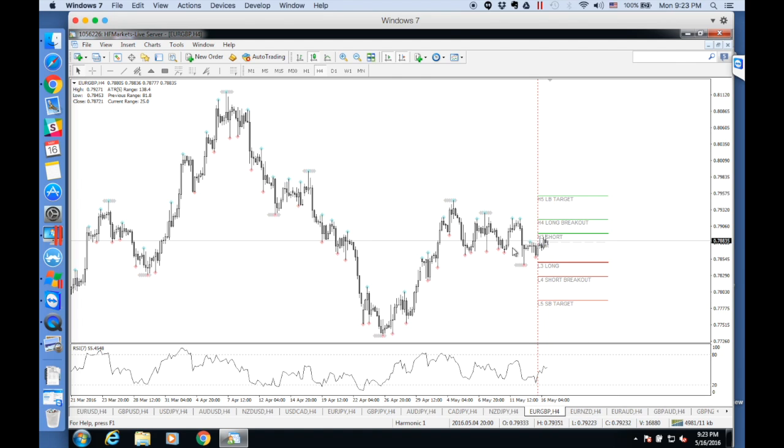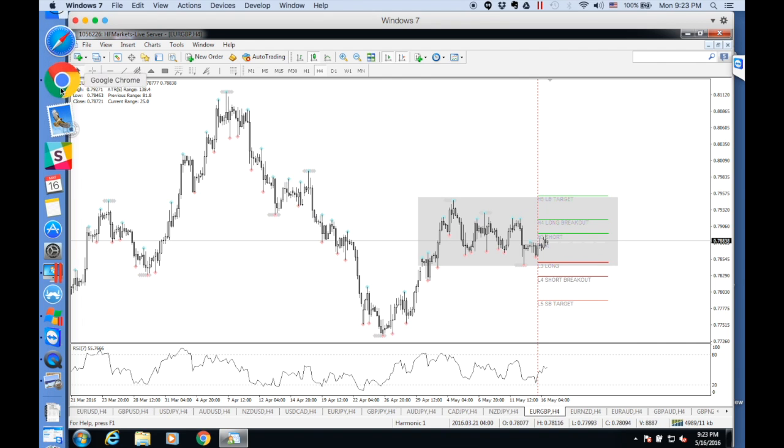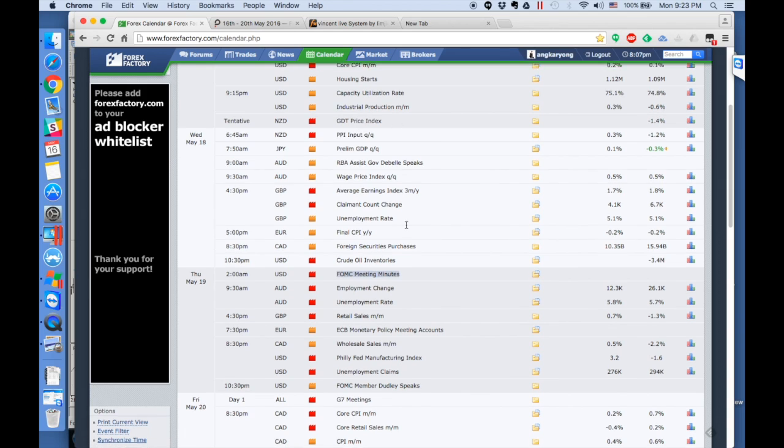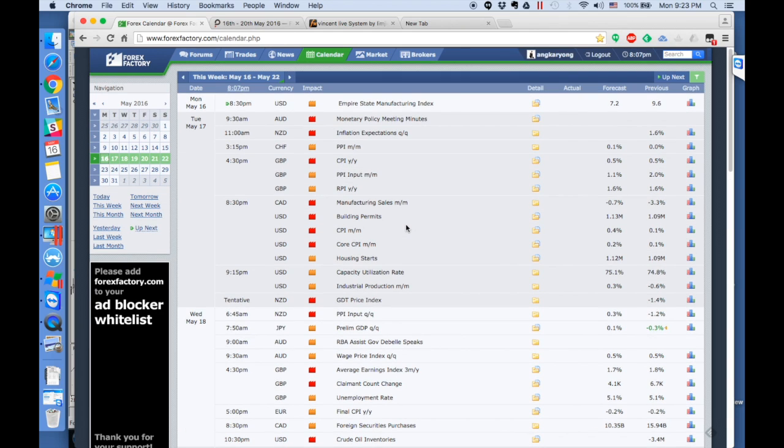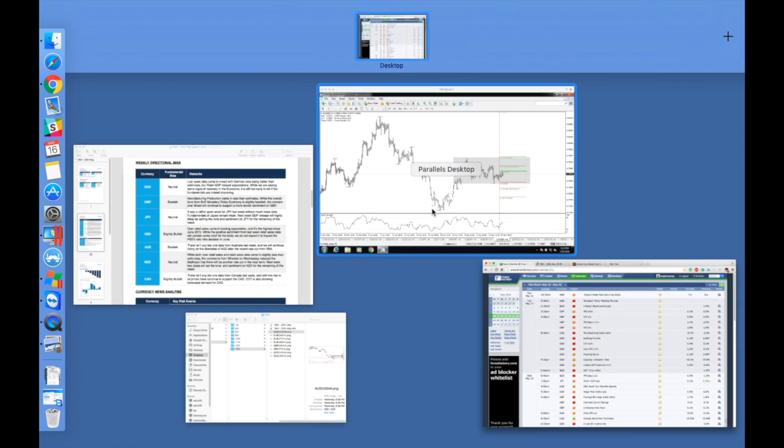If you look at this, what it's doing here is actually ranging. But I wouldn't want to enter a breakout strategy now because I want to find a catalyst. How I do it is I refer back to my calendar. I'm trading euro pound, so I want to find either euro news or pound news. You can see that tomorrow at 4:30 there is CPI. So I can potentially use this pound CPI news as my catalyst to drive euro pound.